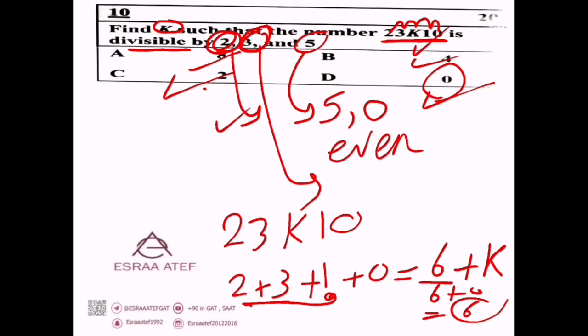But we don't need to try all of them, to save time. So 6 is divisible by 3, so we want to put a number which can't change it. So if we have 0, we will choose it.